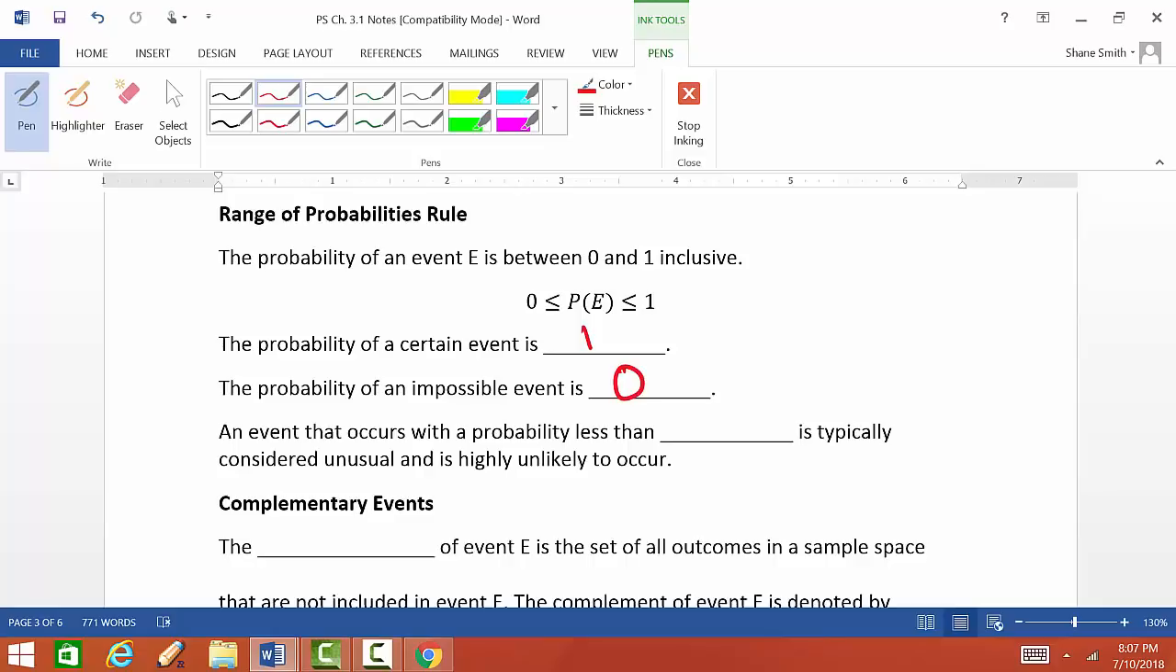Now, what is impossible is rolling a 7 on a 6-sided die. That actually is impossible. All right, and then this is pretty important. If an event is unlikely, it is typically said that the probability of that event is less than 0.05 or 5% or 1 out of 20.